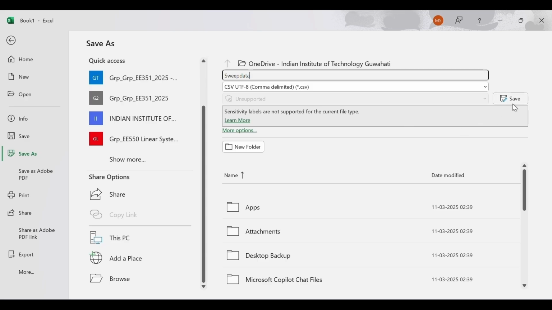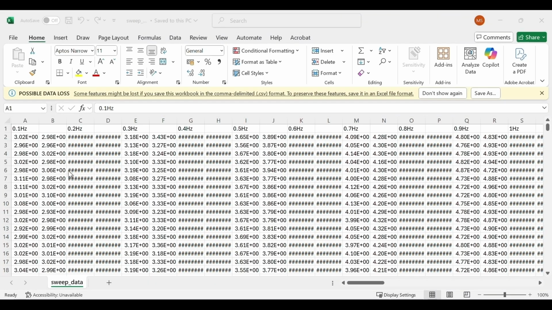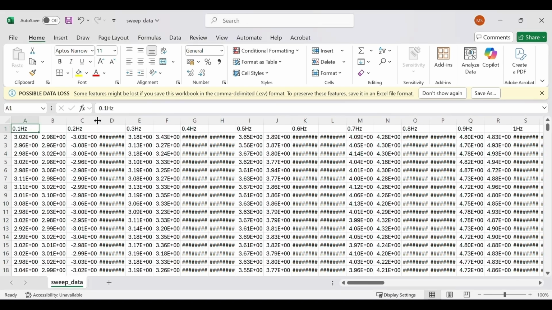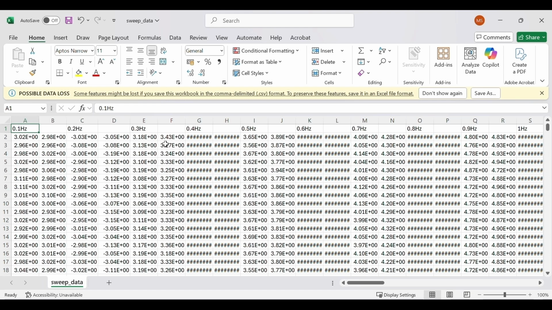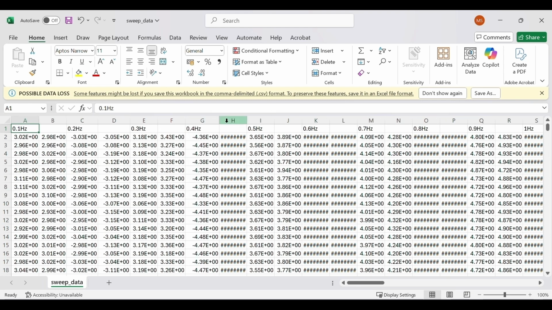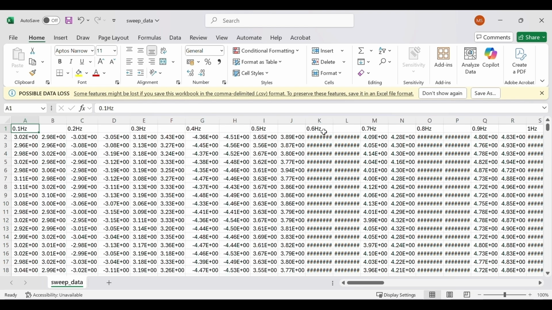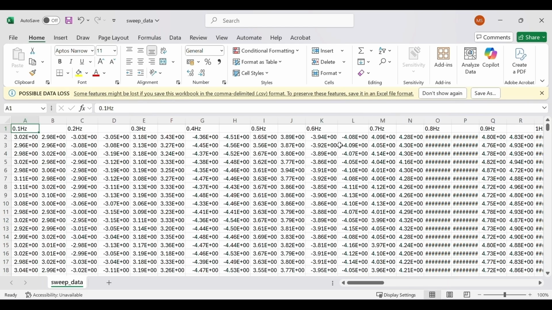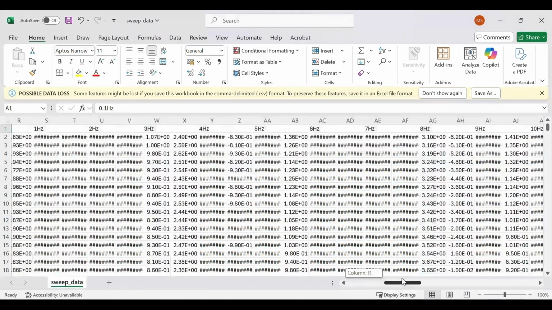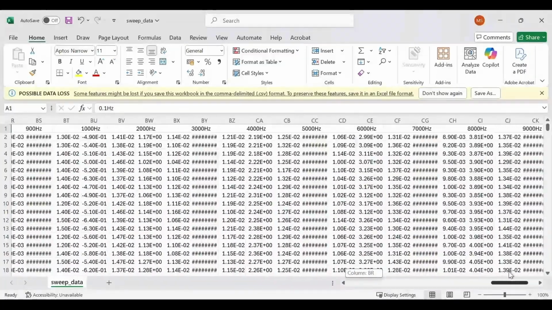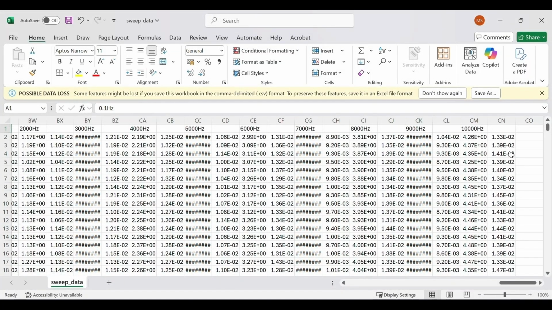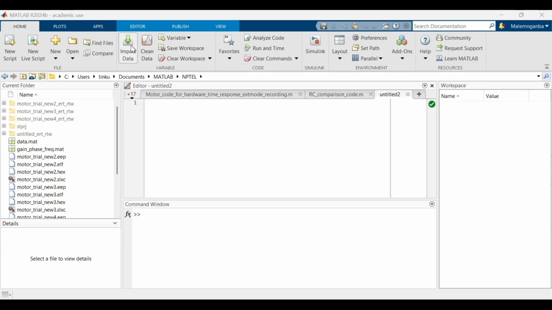We shall repeat the process for all the other files, 0.2 Hz, 0.3 Hz, and so on. We copy all the data from the individual CSV files and make one big CSV file so that we can import all the data at once. Now, these are the input and output pairs. We save this and close it. Once we have saved this, we'll go to MATLAB.